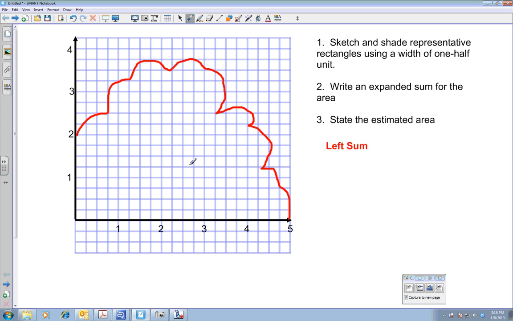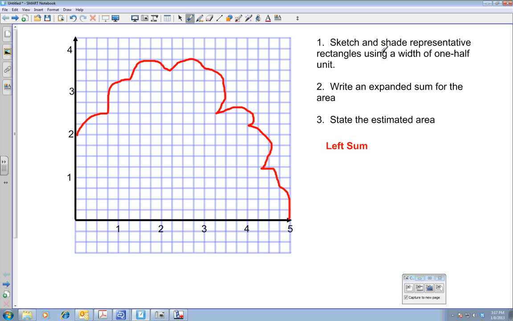We're going to do that by using or finding the area of a geometric shape that we do know the area of. So the directions on this says sketch and shade representative rectangles using a width of 1/2 unit. Write an expected sum for the area and state the estimated area. So this is going to be just like the worksheet you have tomorrow in class. So right now all I want you to do is watch because you're going to have to do this on your worksheet.